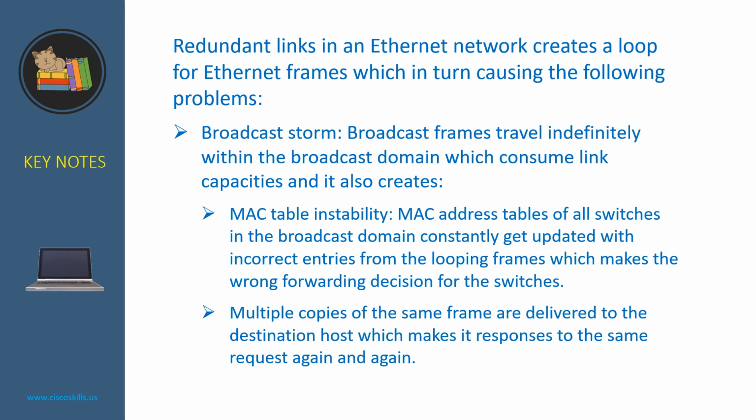Let's sum up our video with the keynotes. Redundant links in an Ethernet network create a loop for Ethernet frames, which in turn cause the following problems. Broadcast storm: broadcast frames travel indefinitely within the broadcast domain, which consumes link capacity. It also creates MAC table instability: MAC address tables of all switches in the broadcast domain constantly get updated with incorrect entries from the looping frames, which makes the switches make wrong forwarding decisions.